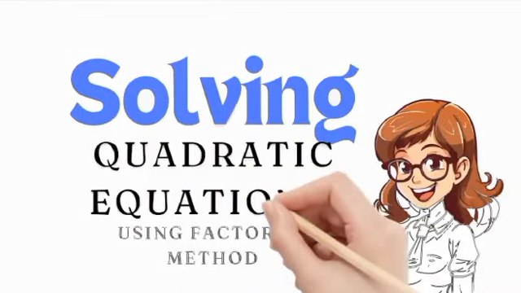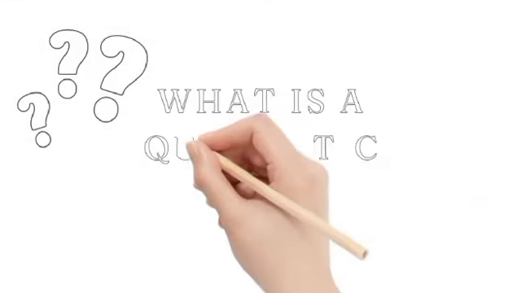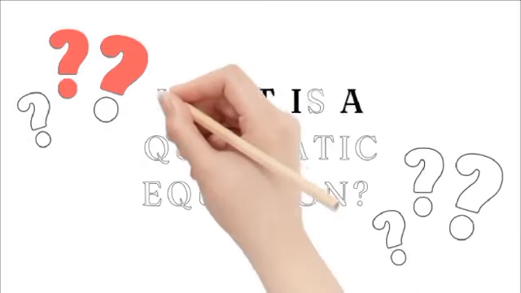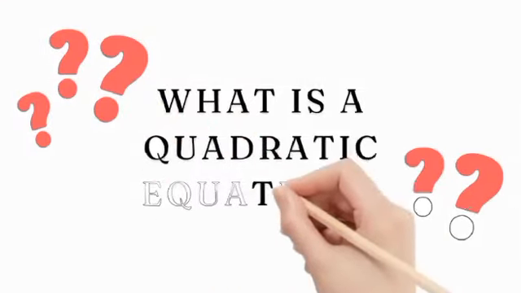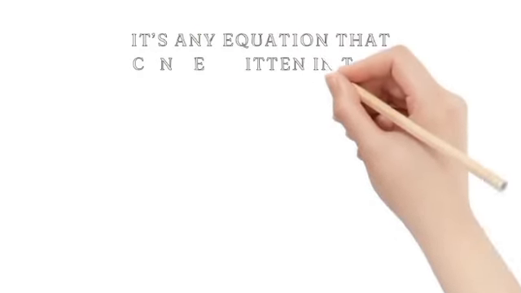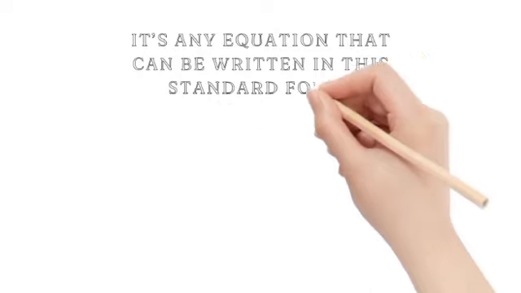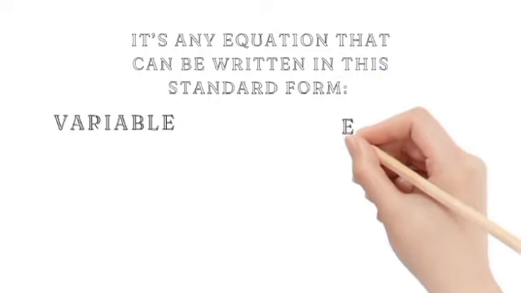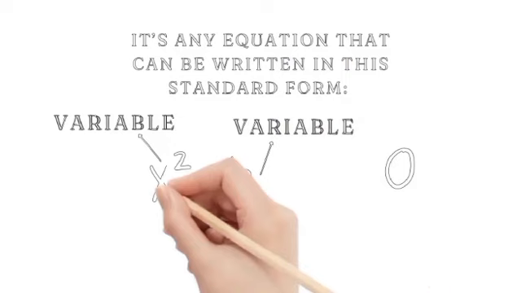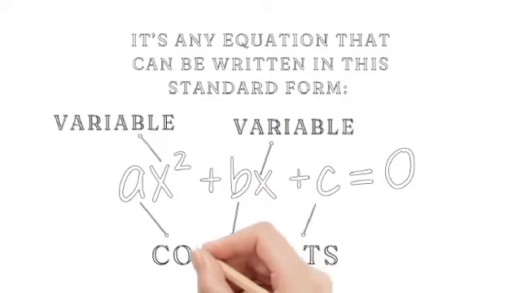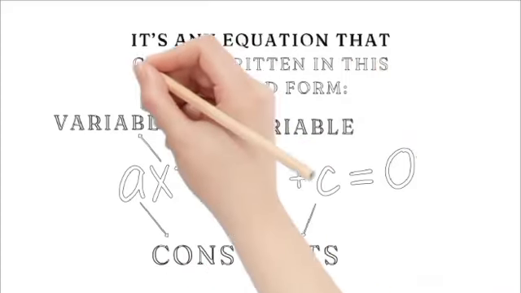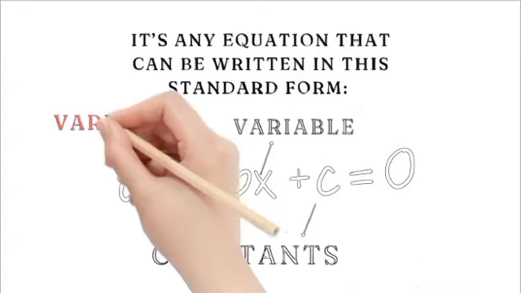Let's get started. First, let's understand what a quadratic equation is. It's any equation that can be written in this standard form: ax squared plus bx plus c equals 0. Here, a, b, and c are constants, and x is the variable we want to solve for.